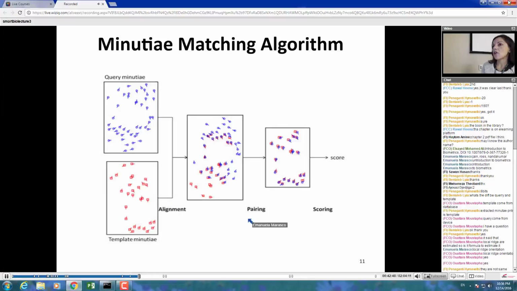Once we align the query and the template, we have them in the same coordinate system. We compare, see which ones are corresponding, and then we can count based on the number of the pairs matched. Here, we can compute the similarity score. The system will work on the score, so we have, in the design, the threshold step. Based on the threshold, we make automatically the decision.